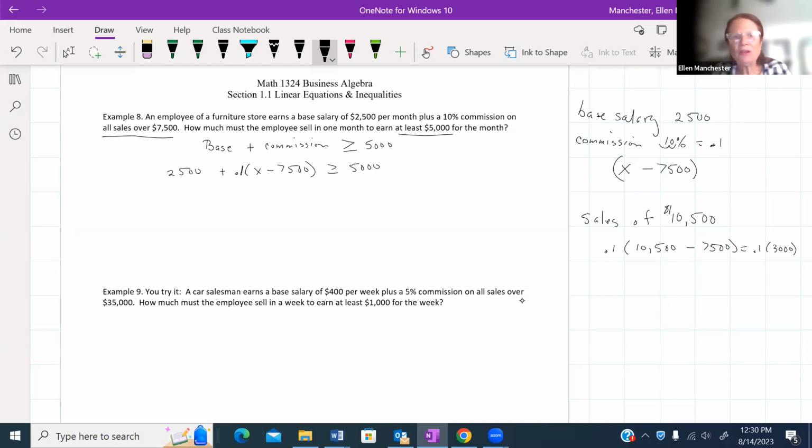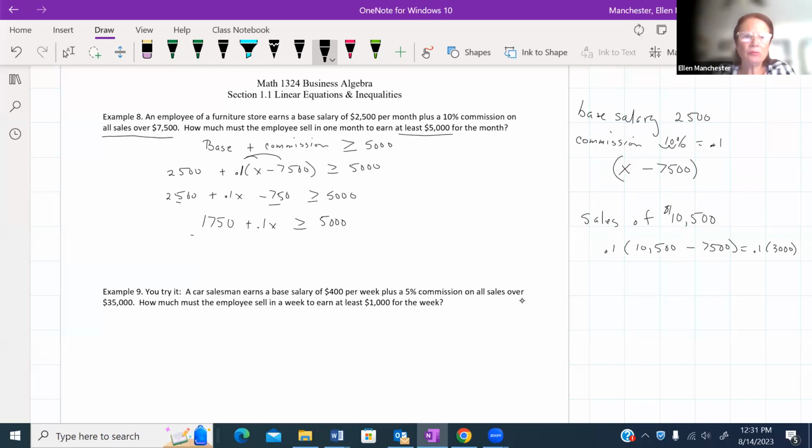And so now here's your equation. Now you're going to distribute this 0.1 through. So 2,500 plus 0.1x minus, and then 0.1 times 7,500 is 750. I'm using my calculator just to double check. So 2,500 minus 750 is 1,750 plus 0.1x greater than or equal to 5,000. I just added my like terms.